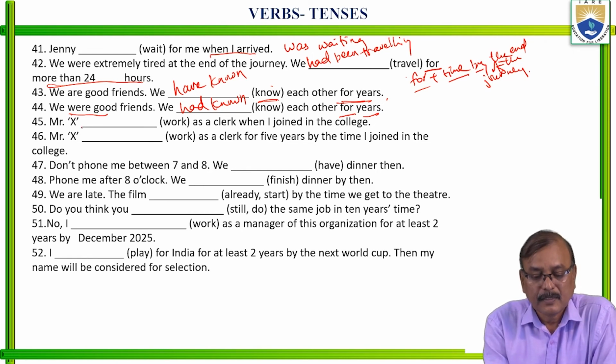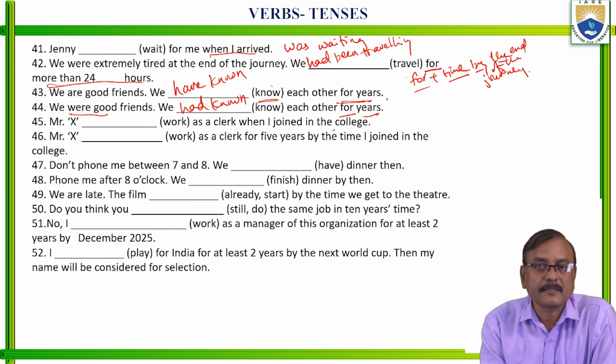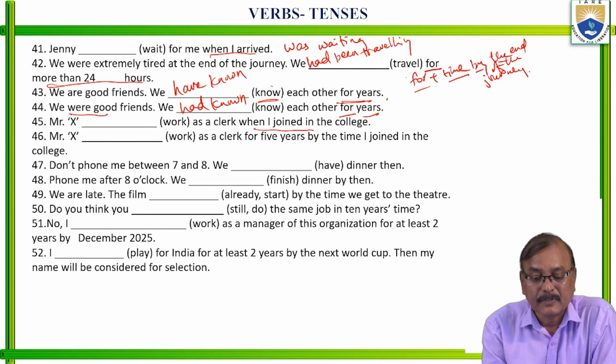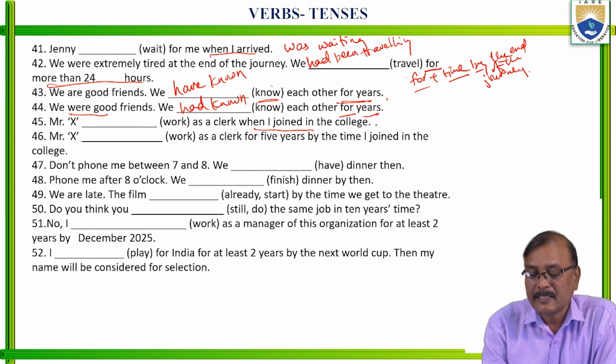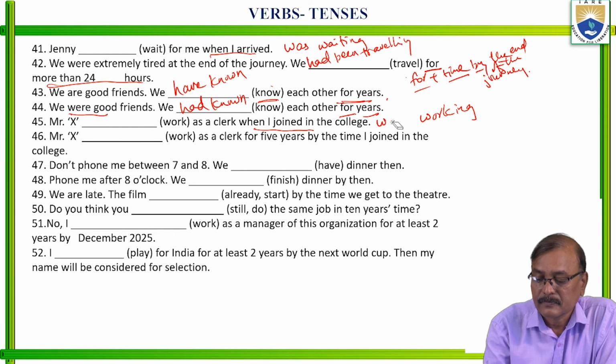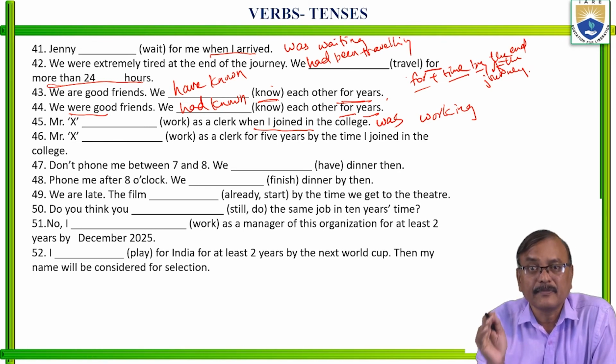Forty-five. See here, Mr. X dash work as a clerk when I joined in the college. See, what is the hint? When I joined in the college, at that particular moment. So, Mr. X was working. Was working. He was working. Why is it so? When I joined in the college, at that particular time, he was working.